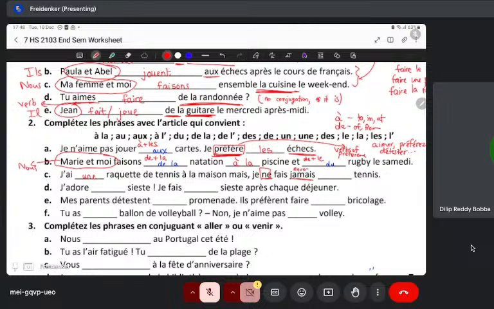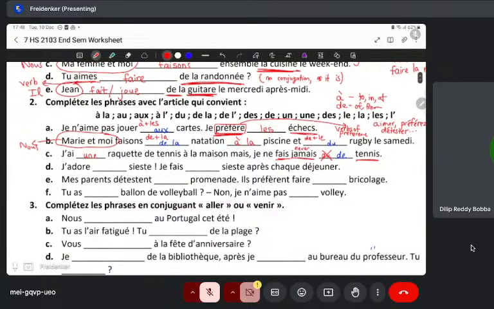So how do you say that? FAIS is there, tennis is there. So DE plus LE will give you DU, right? But this is a negative sentence. Since it is a negative sentence, you won't get DU, you will get DE. If it's not a negative sentence, you could have simply written DU, but this is a negative sentence. DU will become DE.